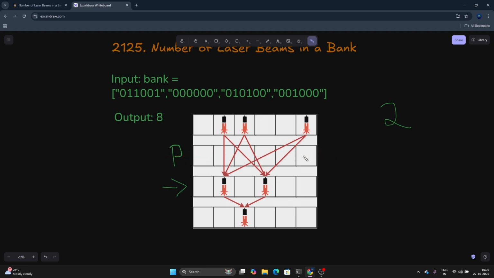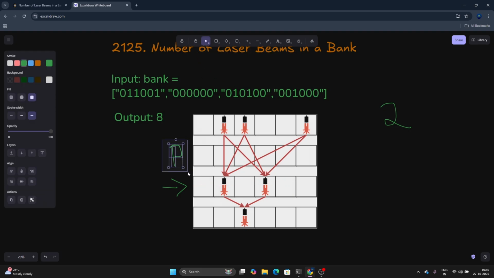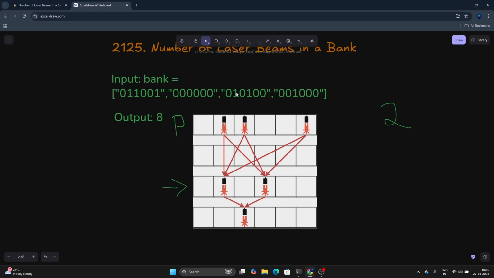So at this point, we can assume that this row doesn't even exist. Let's not even try to process this row because it does not contain any security device and it is also not going to block the laser beams between two security devices in different rows, right? So in that case, let's keep this as our current row, but we can take the previous row pointer and move it above. Now this is our current row, right? Still this is our current row.